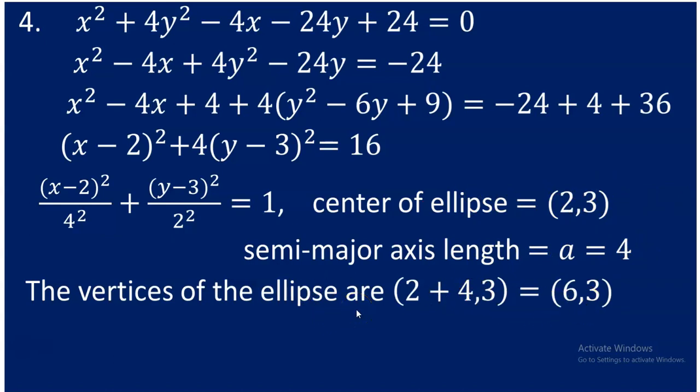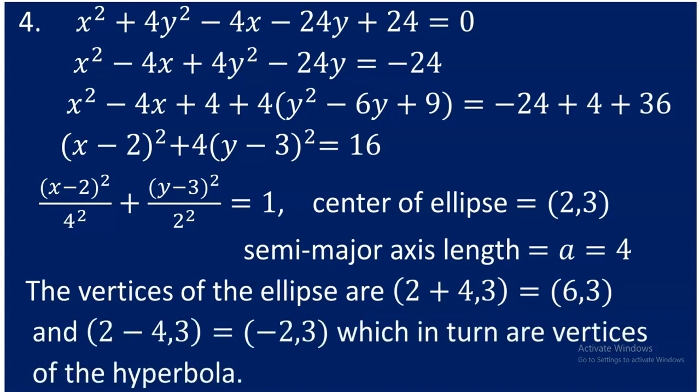One of the vertices of the ellipse is going to be this one, and 2 minus 4, 3, that is minus 2, 3, because we are deducting 4 from 2 from the center in order to know the left vertex. These in turn are the vertices of the hyperbola, because the vertices of the ellipse are taken to be the vertices of the hyperbola.